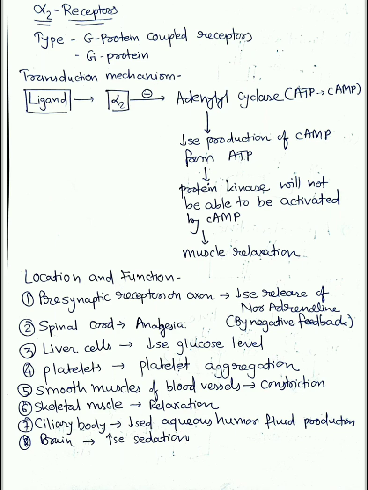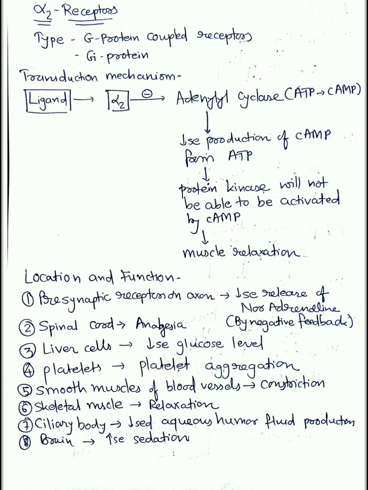Now this protein kinase will not be activated by cAMP, and that's why there will not be phosphorylation in the cell, which will lead to muscle relaxation. If it is a muscle cell, muscle relaxation will happen instead of muscle contraction. If it is a nerve cell, it will get inactivated. Remember this, because it is going to help you in learning the function of this receptor. So first of all, inhibition of adenylyl cyclase, less production of cAMP, no activation of protein kinase, no phosphorylation, and that's why muscle relaxation. This is the transduction mechanism.